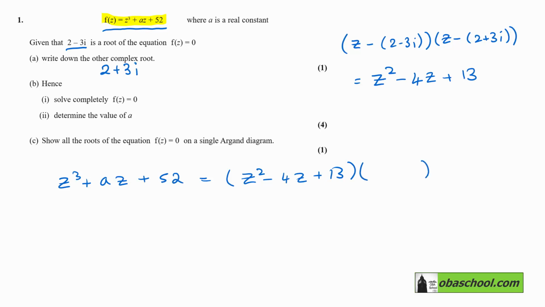There has to be a linear factor. To get the z cubed at this end, we need to have a z. And to get the 52 at this end, positive 52, this needs to be plus 4.